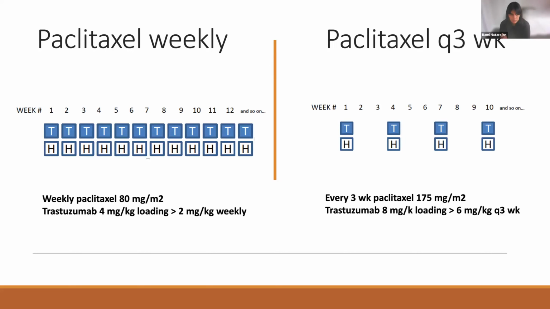The paclitaxel can be given weekly with Herceptin, and that's at the dose of 80 milligrams per meter squared with a lower dose of trastuzumab, or the paclitaxel can be given every 3 weeks with trastuzumab at a higher dose. So both of these are reasonable options.